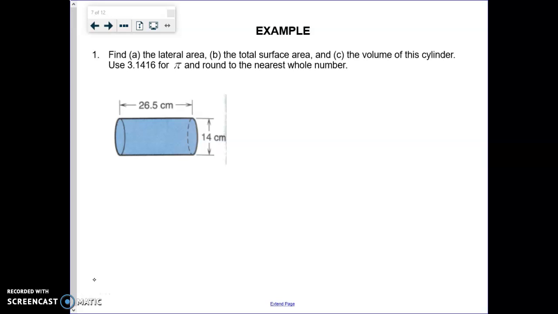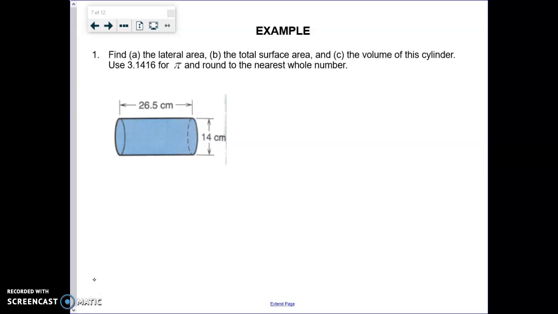All right, wonderful young people. Now let's take a look at example 1, where it wants us to find the lateral area, surface area, and volume of a cylinder. It stated that it wants us to use 3.1416 for pi, although if you want to use your pi button or just 3.14, that's fine. And then let's round to the nearest whole number.